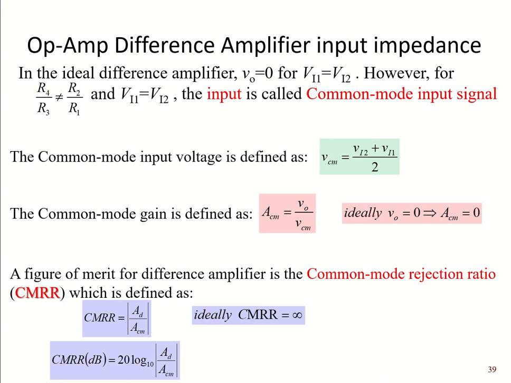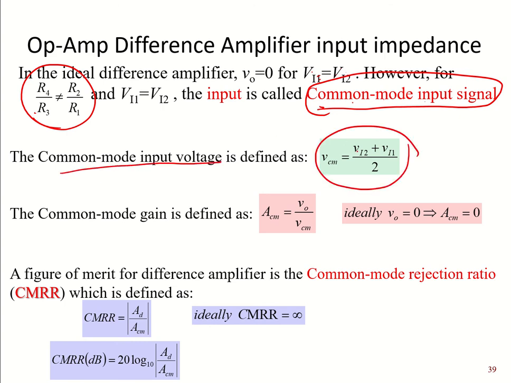We have made one assumption that in the ideal difference amplifier, if both inputs are the same, the output will be 0, and we have also assumed that the ratio of these two should be the same. But in a practical circuit, if this ratio is not the same, or we don't have the same inputs, there will be some output due to the differences, and that is called the common mode input signal. The common mode input voltage we can calculate using this formula, taking the summation of the two and dividing by 2, and the common mode gain is the output over the common mode input voltage.